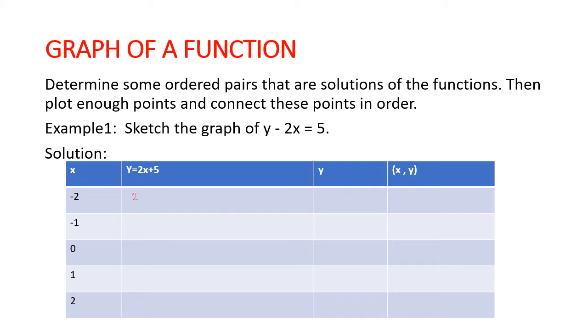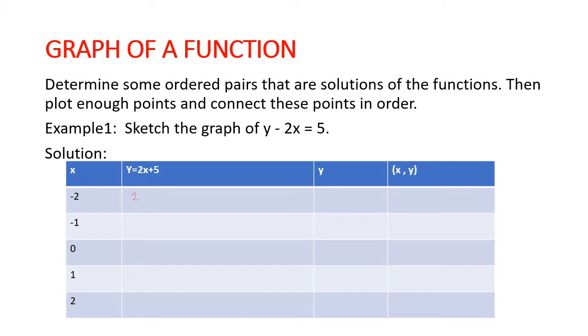So the first thing to do here is assign values for x, then substitute the value of x in this equation, y equals 2x plus 5. Then put the value of y here, then the points x and y. So you have that one.